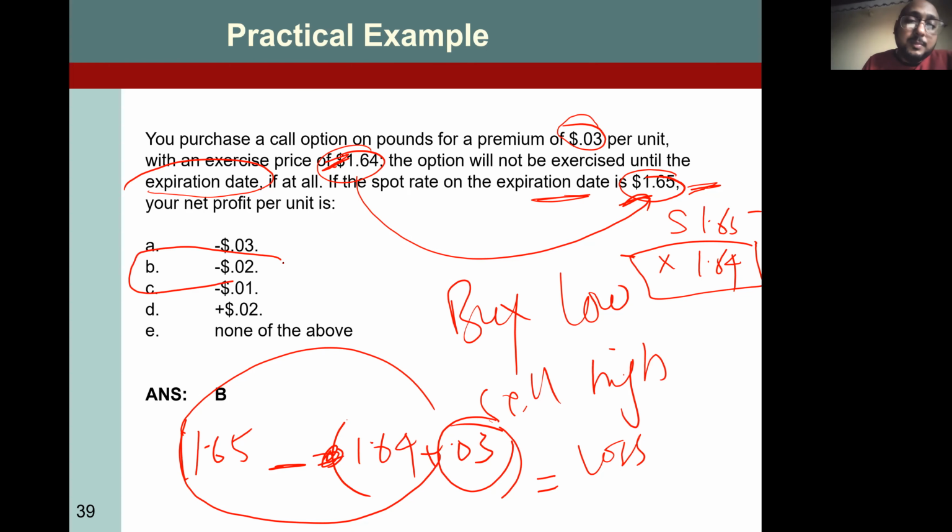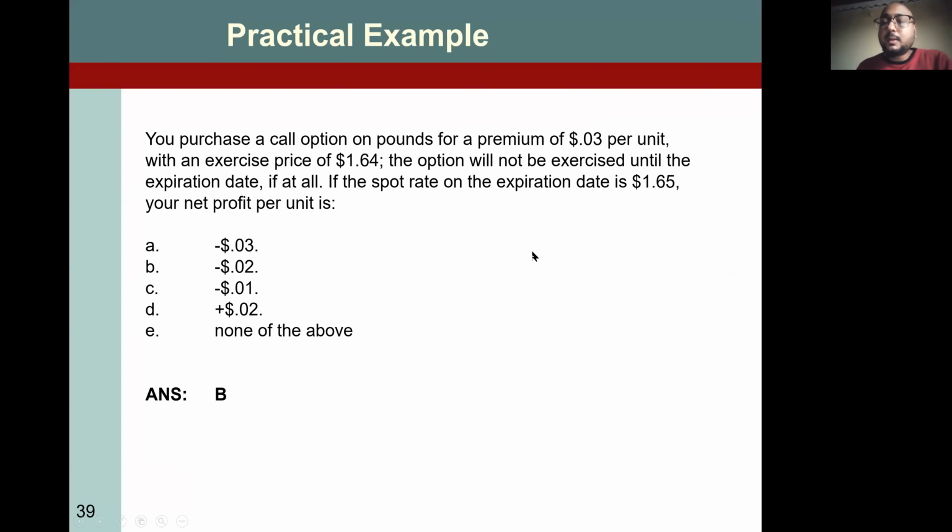Your loss is 0.02. All right, guys. Oliver, you understand? Taramina? Yes, understood. Good.